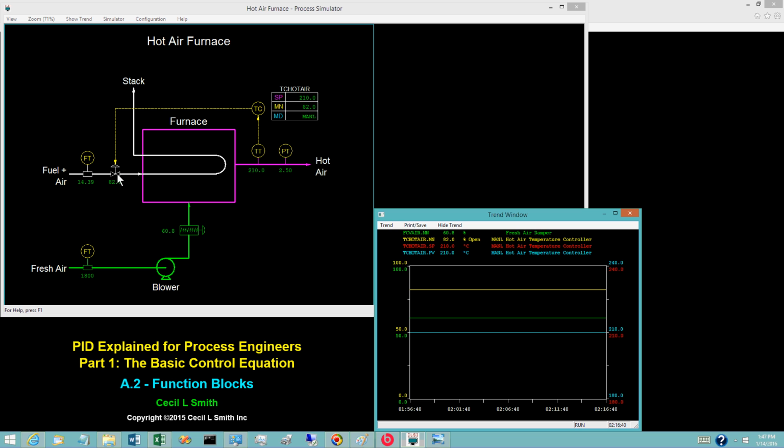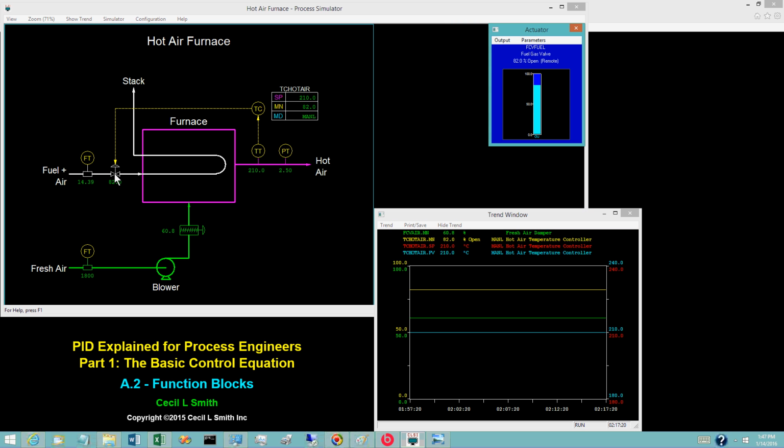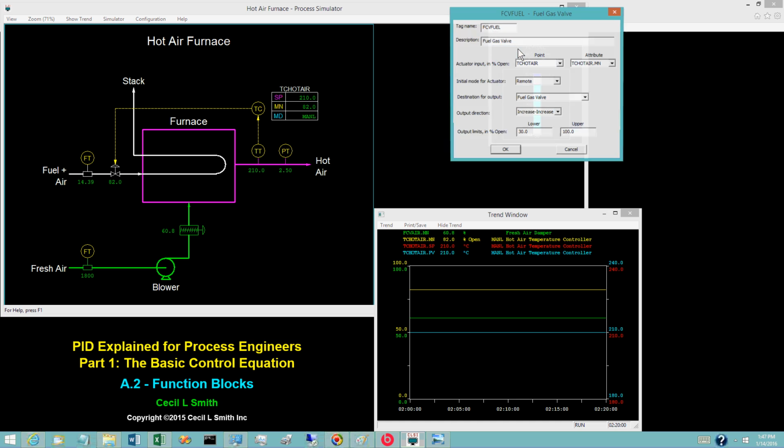Click the symbol for the fuel gas valve to open the point window for the valve block configured for the fuel gas valve. Expand the parameters menu and select point configuration to open the configuration window for the valve block. The output of the hot air temperature controller, tchotair.mn, is configured for the input to the valve block. The units are % open, regardless of the behavior of the final control element.